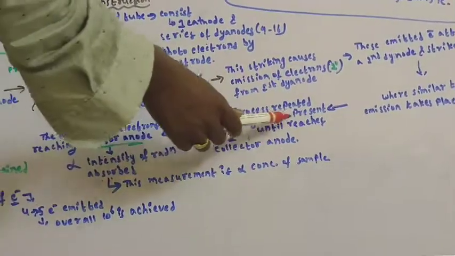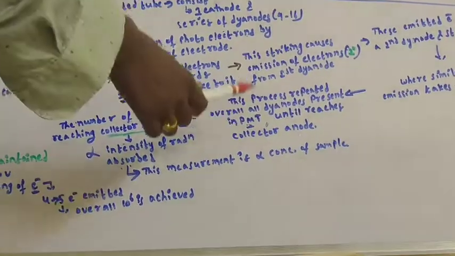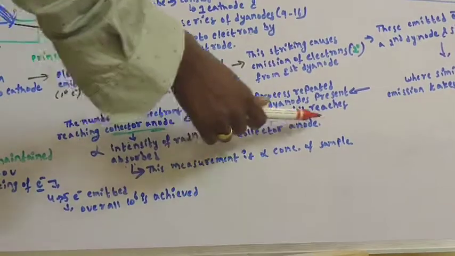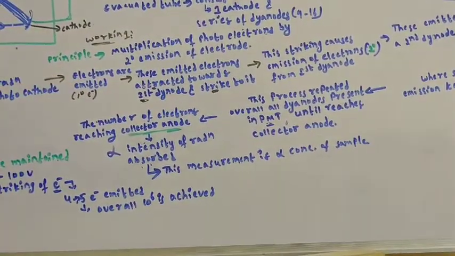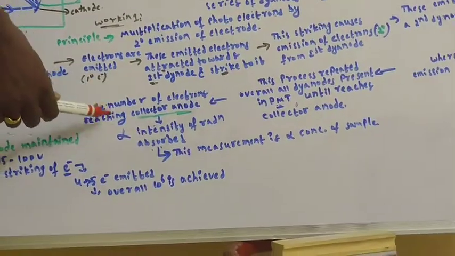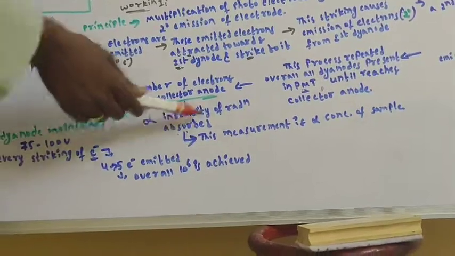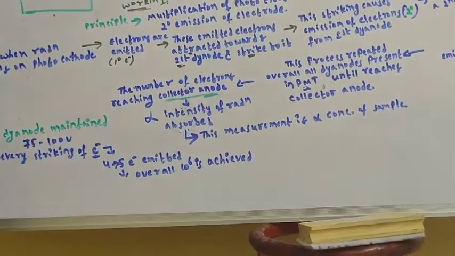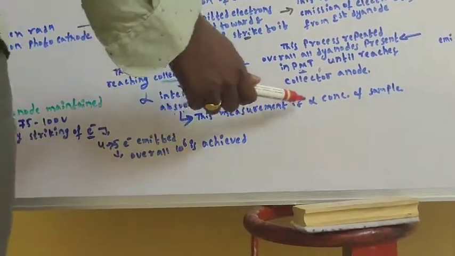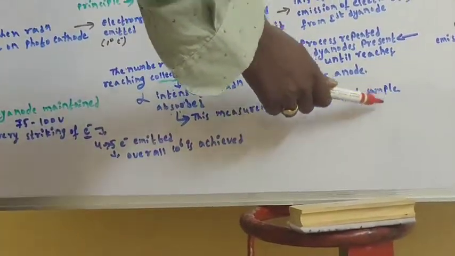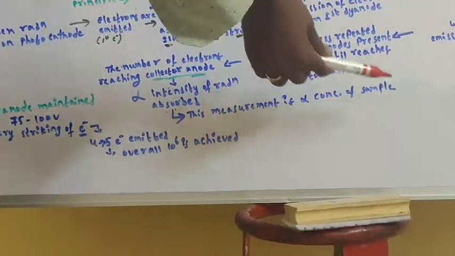This repeats across all the dynodes present in the photomultiplier tube until it reaches the collector anode. Then the number of electrons reaching the collector anode is directly proportional to the intensity of radiation absorbed. The intensity of radiation is directly proportional to the concentration of the sample.